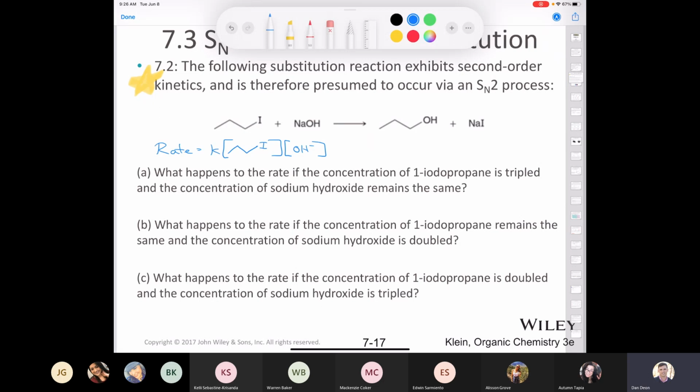Okay, question A asks us, what happens to the rate if the concentration of 1-iodopropane, which is this molecule, is tripled and the concentration of sodium hydroxide remains the same? Could anybody tell me what would happen to the reaction rate if I was to triple the concentration of 1-iodopropane? And it's not a trick. It's just the most basic possible answer you could have.